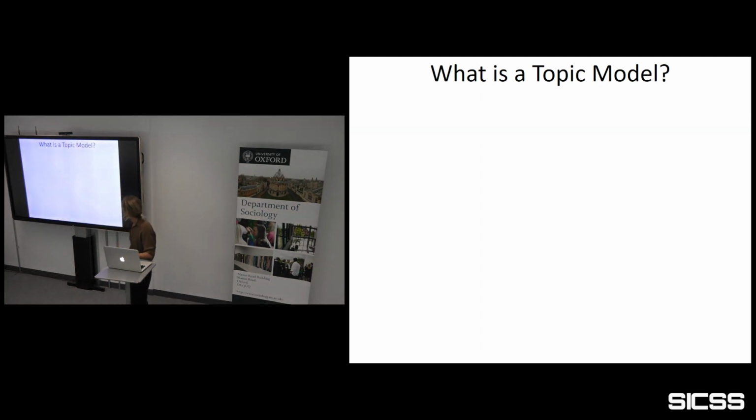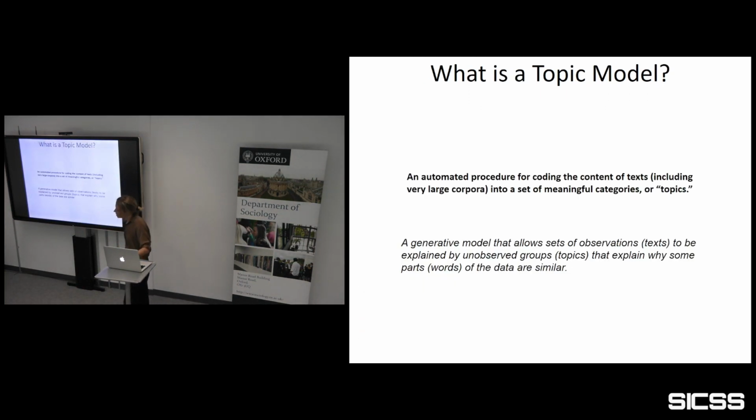What is a topic model? So the idea of a topic model was actually first developed in population genetics in 2000 and then independently developed by Blei, as I was mentioning before, in the context of text analysis in 2003. So, again, it doesn't just need to be applied to text, but it is interesting. And the distinguishing feature of topic models is that they're an automated procedure for coding the content of texts, including very large corpora, into a set of meaningful categories or topics.